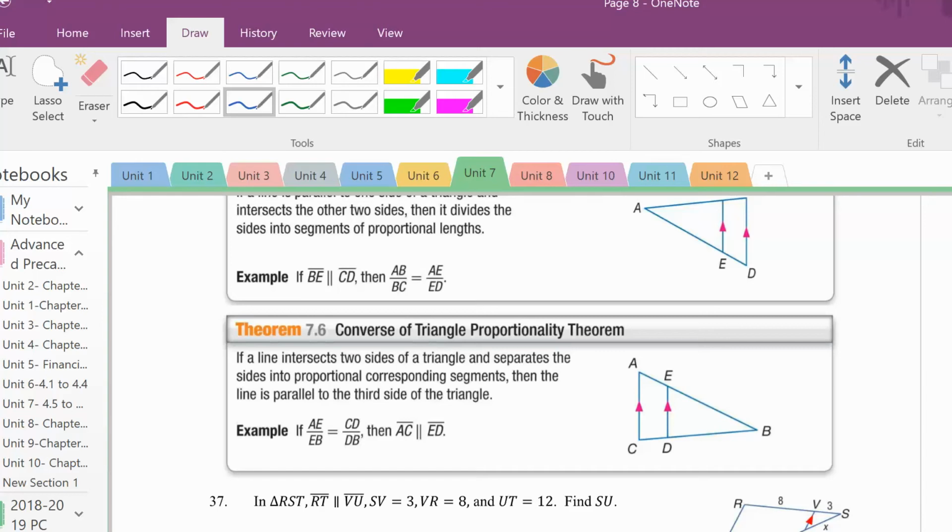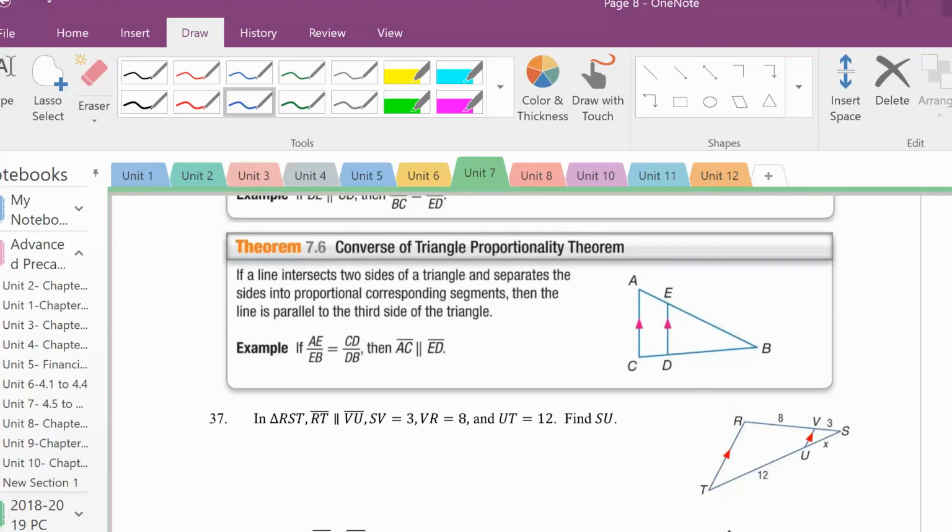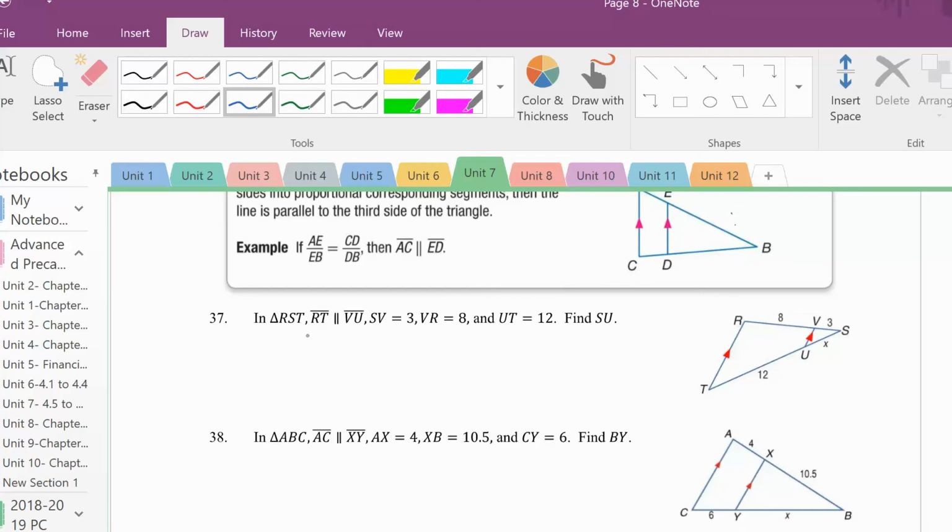And then the converse of the triangle proportionality theorem says if the corresponding parts are proportional here, then these two segments are parallel. So in triangle RST, RT is parallel to VU. So that means that 3 over 8 is equal to x over 12. And so then you can cross multiply, 8x equals 36, divide by 8, and you get x equals 4.5, and that is SU.